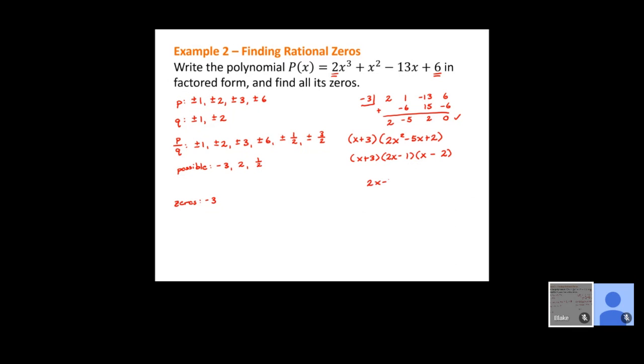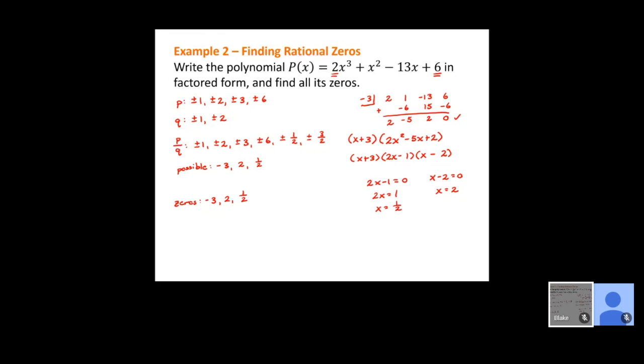Therefore, I can set each one of those equal to 0 to get my other 2 zeros now. And if I do that, when I add 1 here and divide by 2, that's going to give us x equals 1/2. And then over here, we're going to get x equals 2. So indeed, 2 and 1/2 are the other two zeros that actually work here.